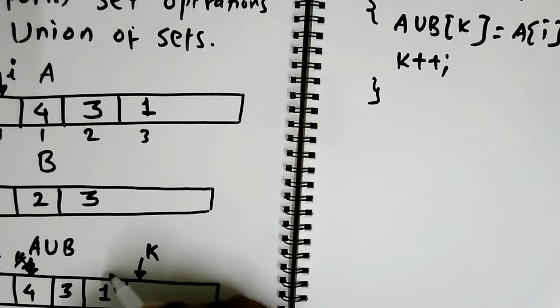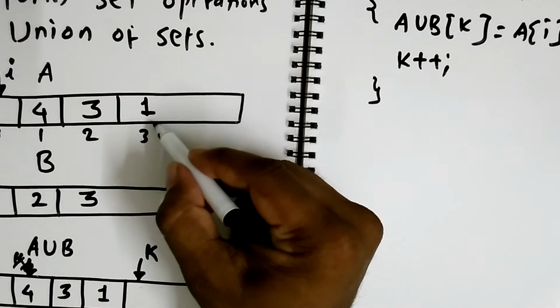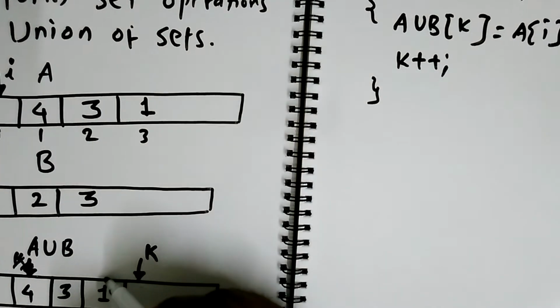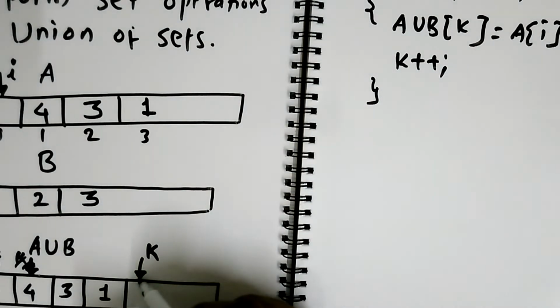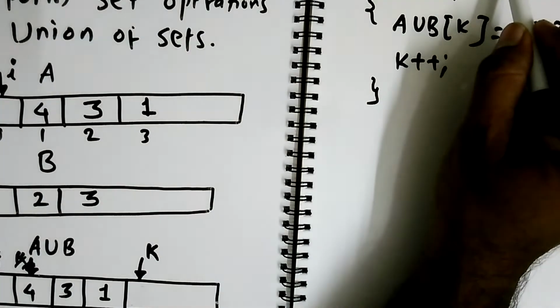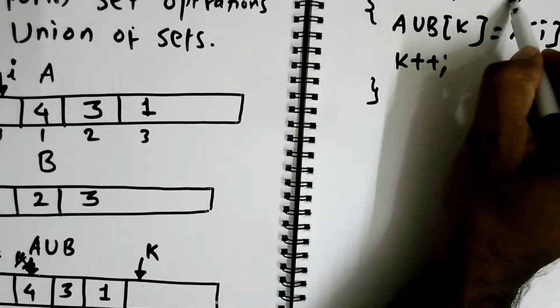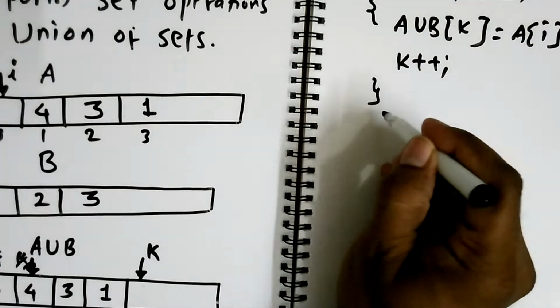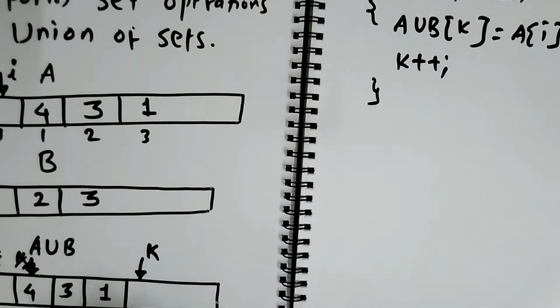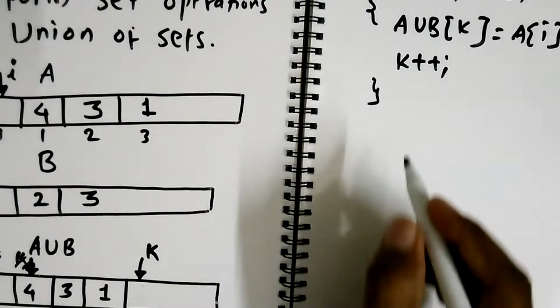So I go up, increment i, it becomes 3. I copy from 3 to 3. So I copy here, then increment k. And when I go up and increment i, this time i has become 4, so this condition becomes false. But by this time I have my k pointing to the 4th location.